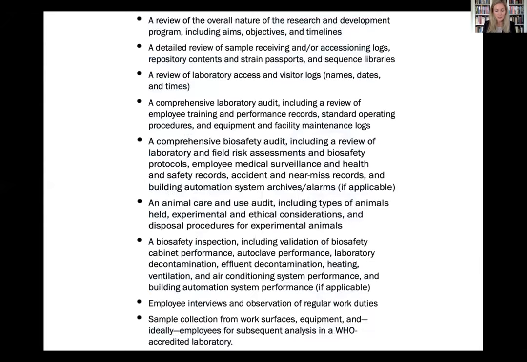Now, these sorts of activities the on-site assessment would entail are listed here. There are obviously way too many to go through, but it gives you an idea. And you also see the sorts of things that it involves. Again, lots of documentary analysis, but also physical inspection, observation of practices, interviews, sampling, all these sorts of things.